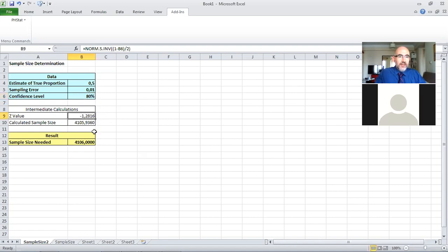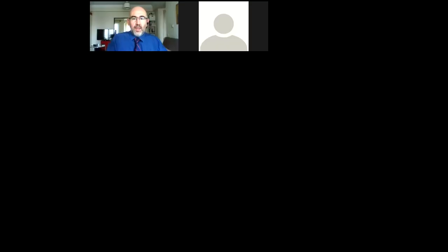So then there is the z-value corresponding to 80% confidence, and this time the calculated sample size required is almost half. So from 90% to 80%, we are reducing the sample size requirement.